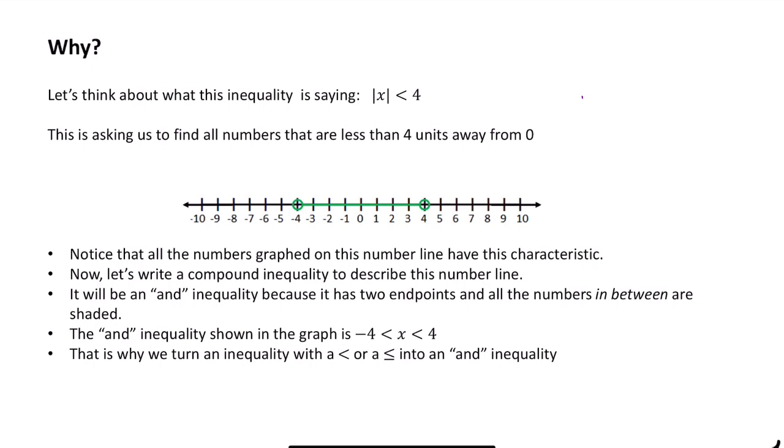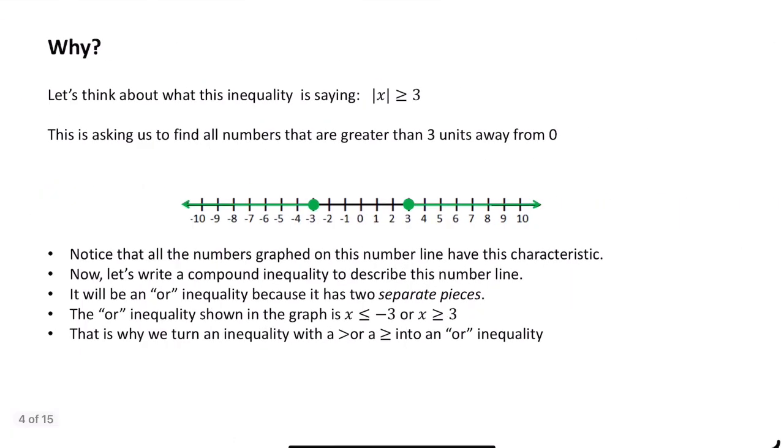So if I shade in all those numbers that are possible solutions, notice I get this graph here. Well, when I'm looking at the graph, it kind of looks like the solution to an and inequality, right? Because I have two endpoints, and then I've shaded the region that's in between the two endpoints, which is exactly what we do when we're graphing an and inequality. And I can actually write an and inequality to represent this, right? So this is -4 less than x less than 4. So that's why we turn an inequality with a less than or equal to sign into an and inequality. So for example, the absolute value of x is less than 4 can be rewritten as -4 less than x less than 4.